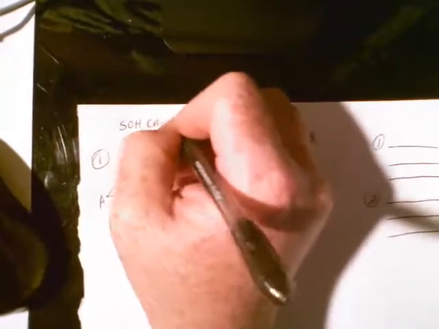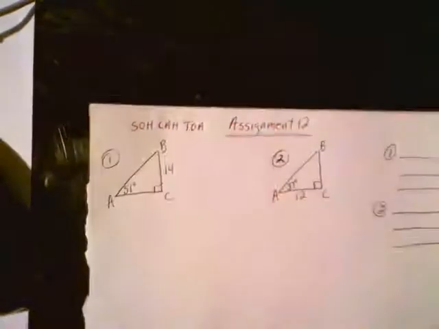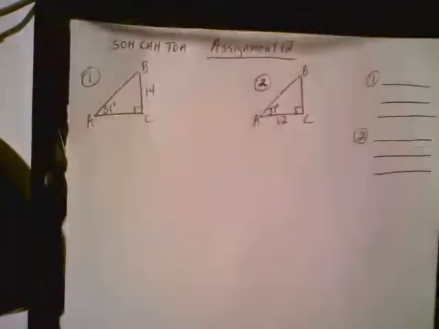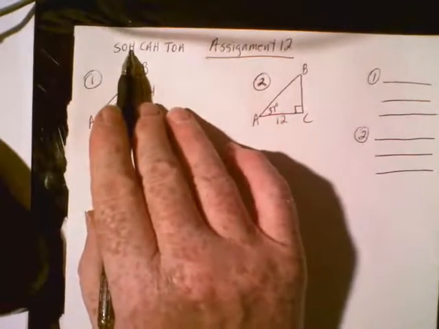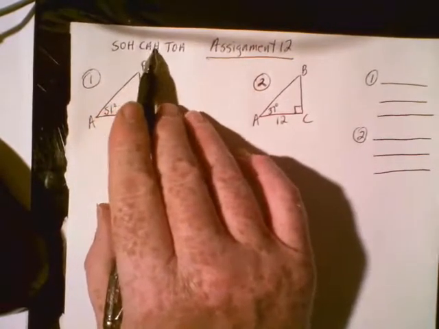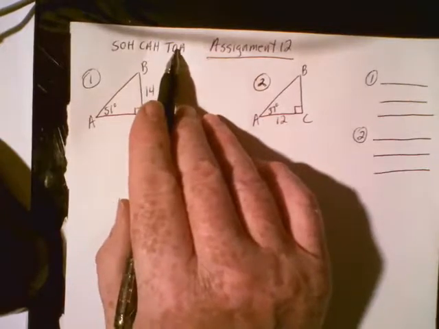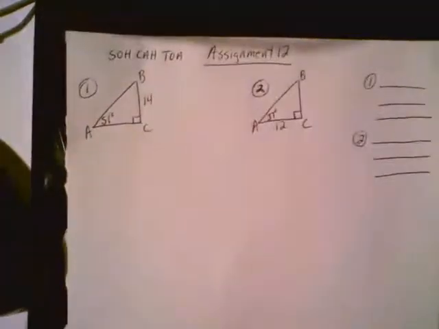First thing I'm going to do is write this up top here, SOHCAHTOA. Remember that phrase, SOHCAHTOA. So, sine is opposite over hypotenuse. Cosine is adjacent leg over hypotenuse. And tangent is the opposite leg over the adjacent leg.